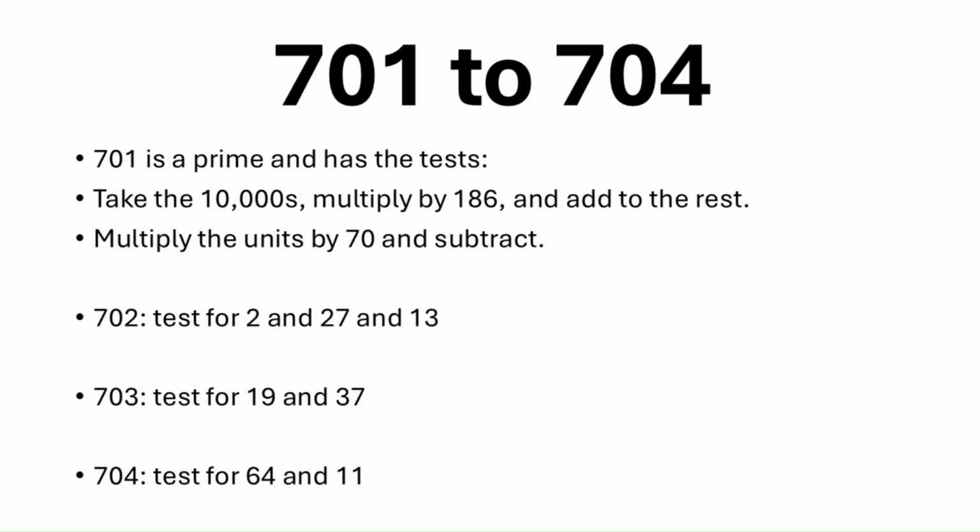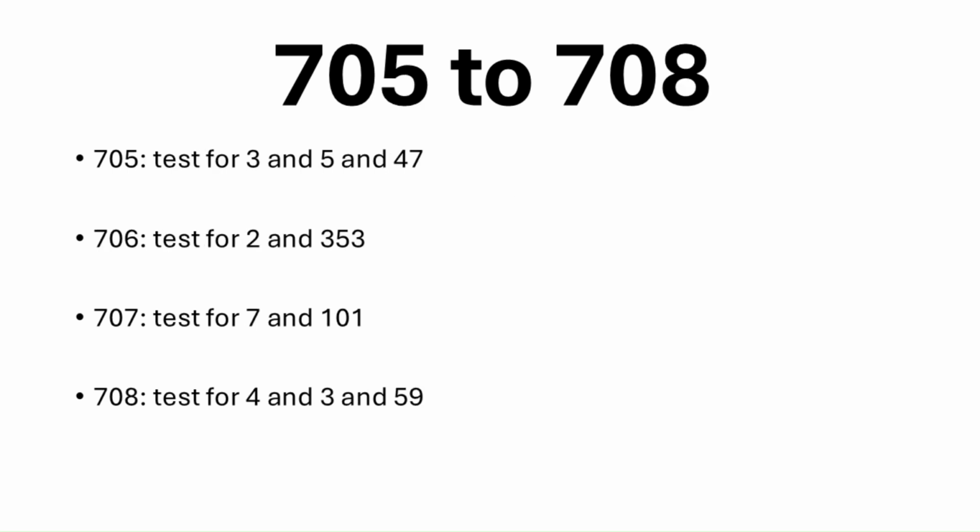Take the 10,000s, multiply by 186, and add to the rest. Multiply the units by 70 and subtract. 702, test for 2 and 27 and 13. 703, test for 19 and 37. 704, test for 64 and 11. 705, test for 3 and 5 and 47.